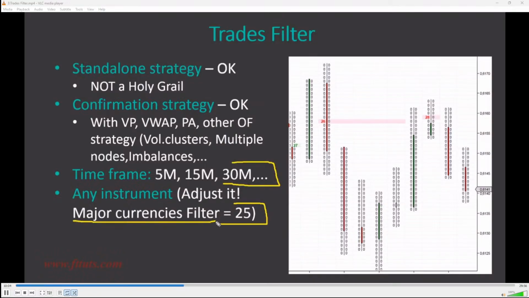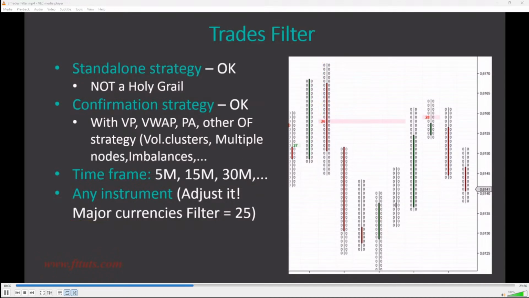That's for major currencies. If you want to trade other trading instruments, you will need to set this number depending on how many signals you want to have. Remember, you always want to filter out the smaller trades, so you don't want to have too many numbers in every candle. That will just give you too many signals, and a lot of them would be false. So you want to only see the biggest trades, right?